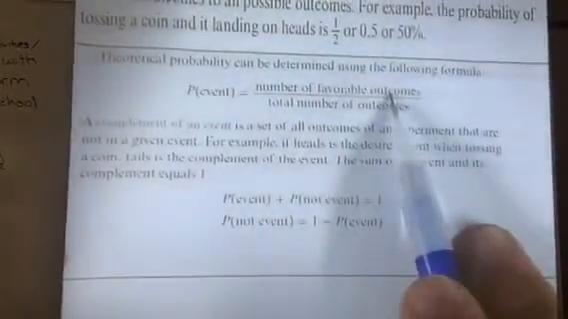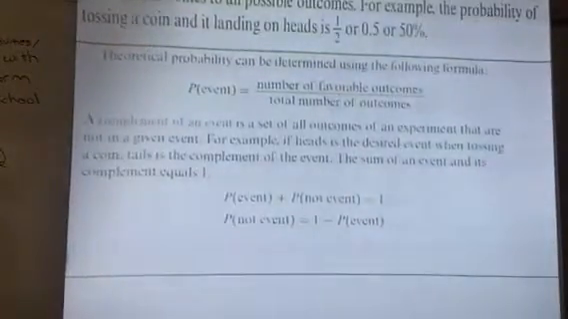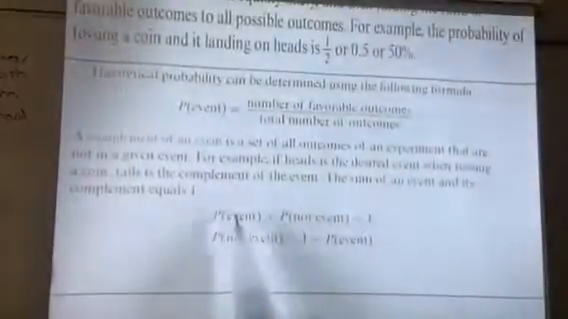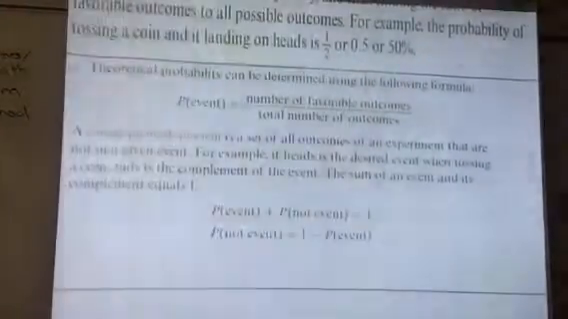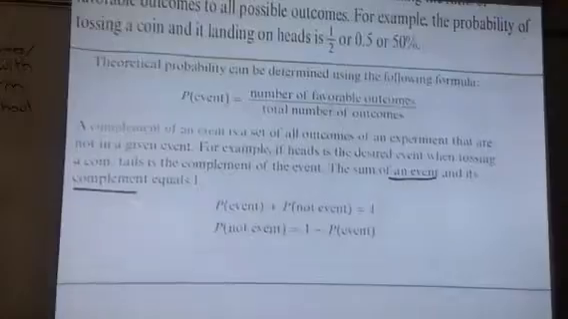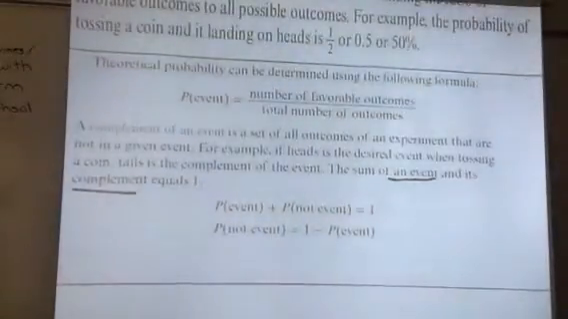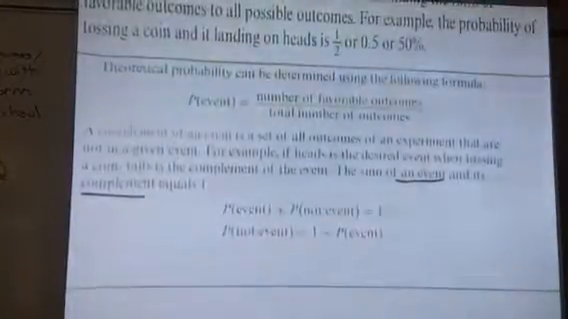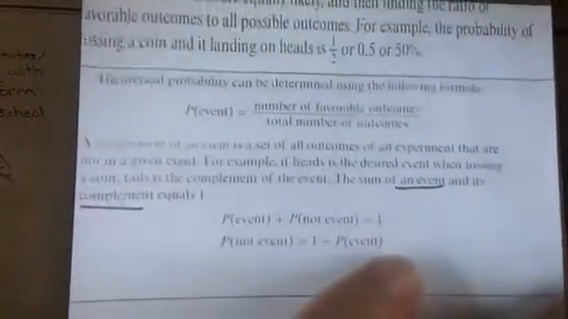So the favorable outcomes, if you're talking about the percentage chance that you flip heads, would be the number of times that you actually land on heads, and the complement would be the number of times that you land on tails. What you know is that the sum of an event and its complement is 1. So 50% chance you land on heads, 50% chance you land on tails, you put those together, you get 100% or 1.